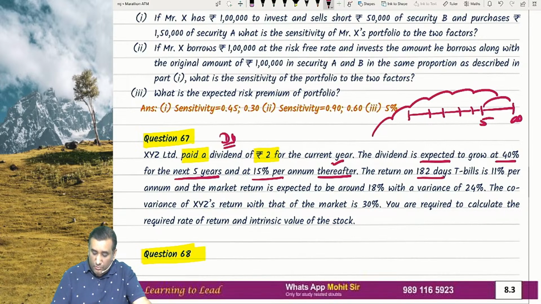The return on 182 treasury bill is 11%. Market return is expected to be around 18. This is given as RM and RF. Variance of 24%. I am not debating on it.